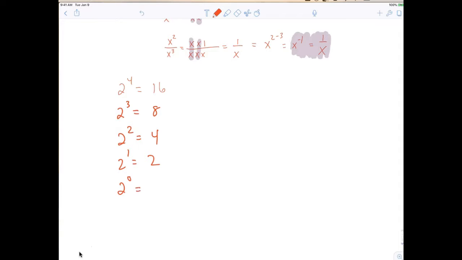Now, again, the average kid would say 0, because they're not following patterns. They just think they know instead of actually doing a little bit of thinking. Everybody in here should be able to obviously say that 2 to the 0, if I'm following patterns, which is what math is, it would be what? It would be 1.